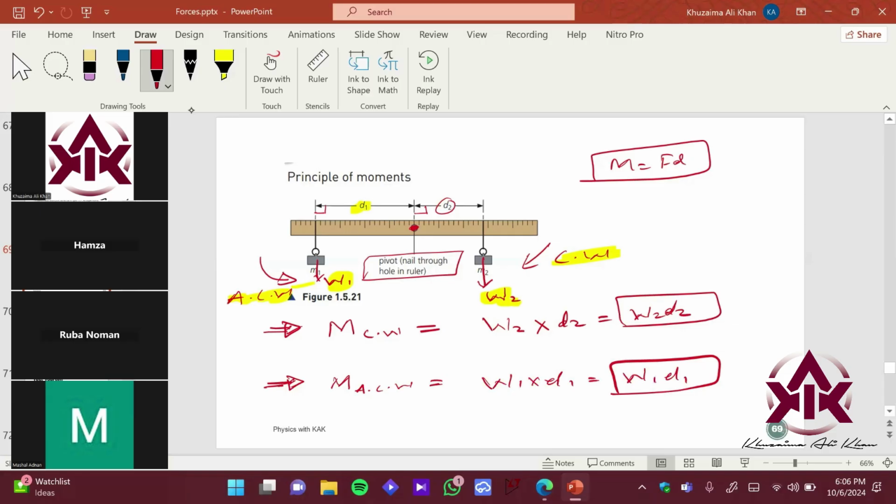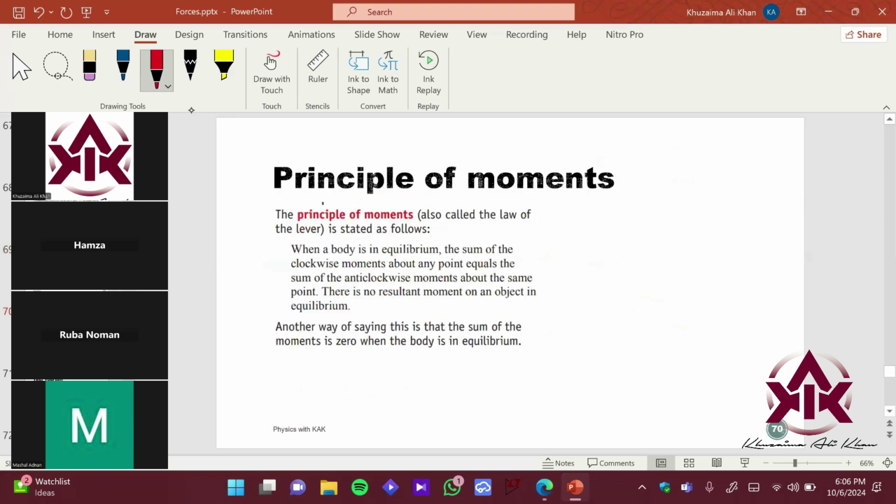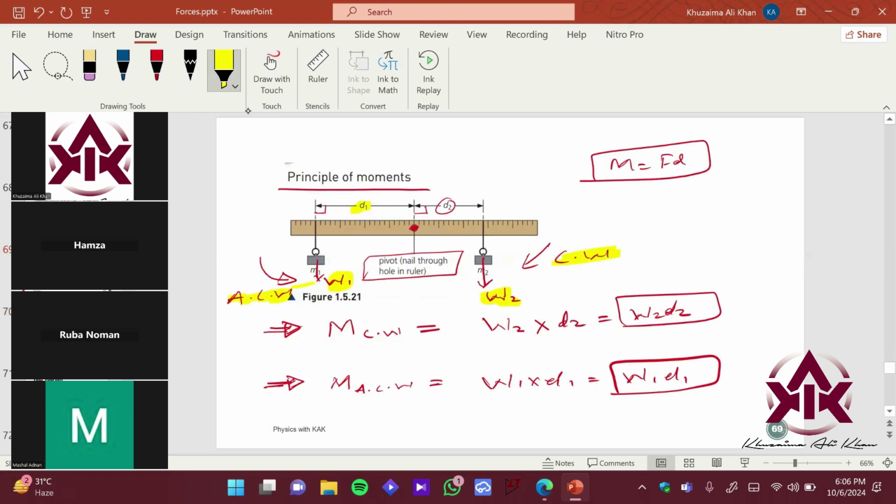Now, what is the condition we want to fulfill? I want to balance the scale so that it is in equilibrium. For that, we have the principle of moments. It states that when a body or object is in equilibrium, the sum of clockwise moments about a point is equal to the sum of anti-clockwise moments about the same point. So there is no resultant moment to cause the object to move. The object will be stationary, and the scale will be horizontal over here.